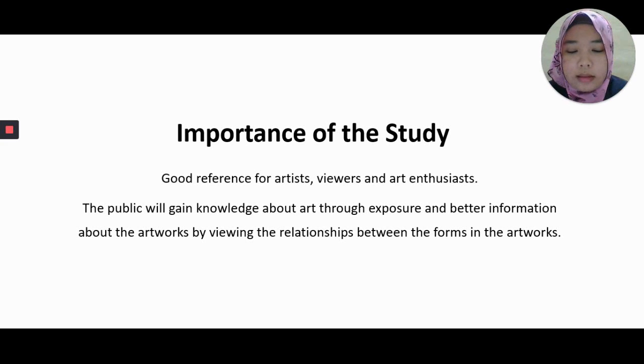The thesis is created with hope that it will function as a good reference for artists, viewers, and art enthusiasts. Installation artworks of Zulkifli Yusof are based on specific issues instead of traditional representational works of art, which typically describe presentations just like a photograph.